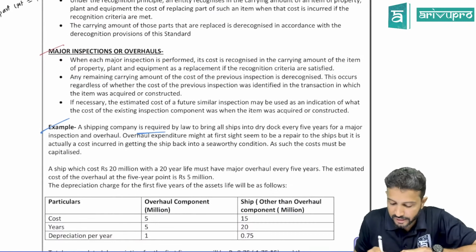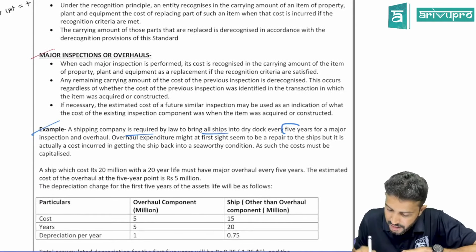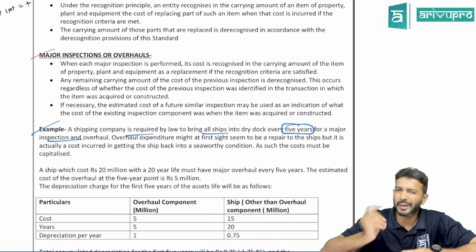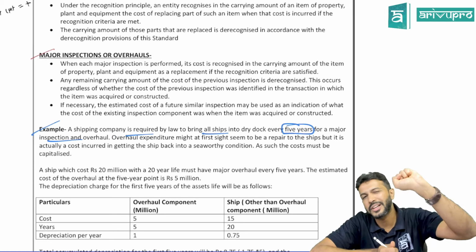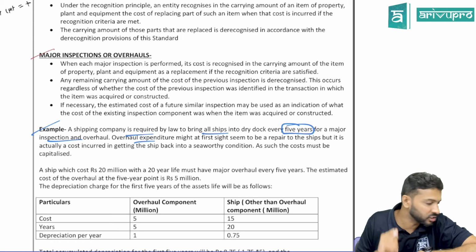A shipping company is required by law to bring all the ships to the dry dock every 5 years for a major inspection. So same as our example, you have to conduct the inspection every 5 years. Overhaul expenditure, as in this inspection charges.